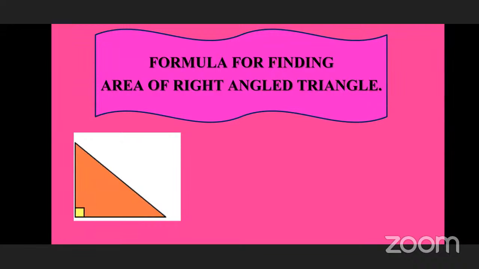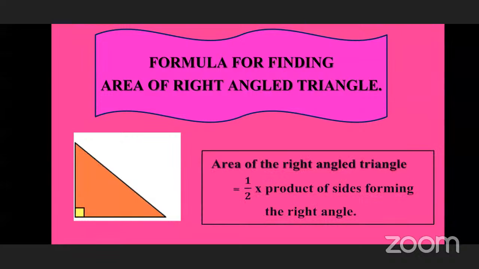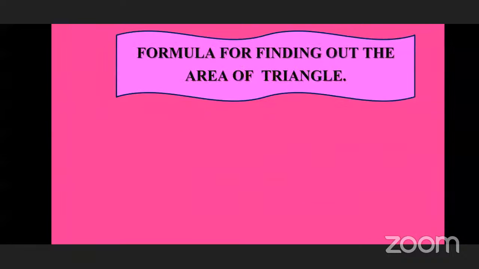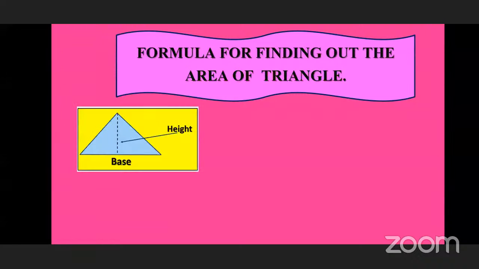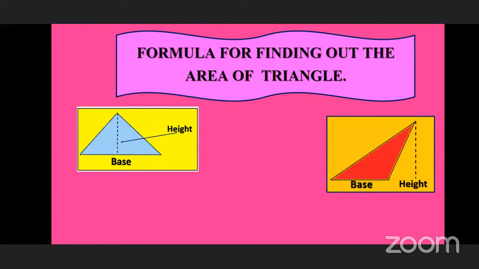Very good. But for a right angle triangle, we have seen a separate, different formula, children, and it was half times the product of the sides forming the right angle. Okay, it is the same as half into base into height. And along with that, we have also seen formulas of other triangles, like the equilateral triangle, isosceles triangle, and scalene triangle. For these also we have seen the formula. So can anyone tell me the formula for the area of this kind of triangle?